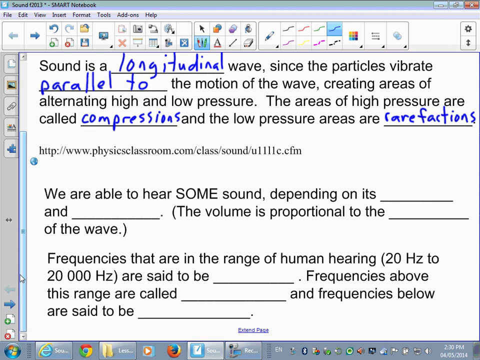So we can hear some sounds depending on, well, first of all, its volume. Volume is how loud something is, and if it's not loud enough for you to hear, then you don't hear it. Doesn't mean that it's not producing a sound, it just means that you don't hear that sound. And the other thing is the frequency.